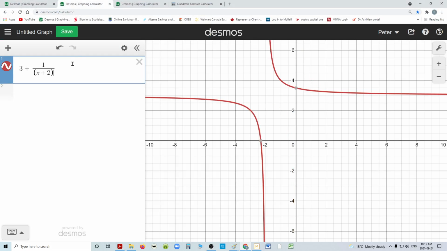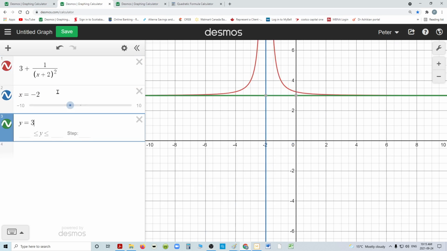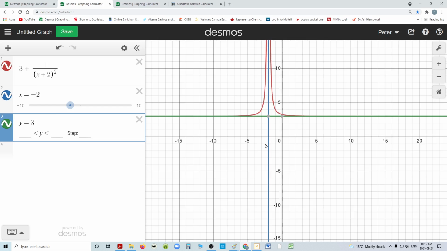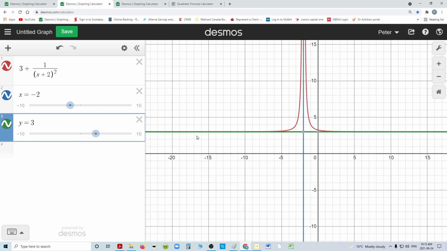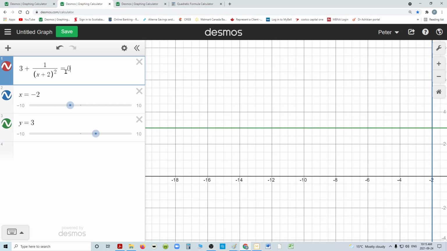X plus 2 squared. And let's put in our asymptotes. And there we go, pretty much as predicted. You can also set this equal to 0 to see if it ever comes up with x-intercepts. It doesn't.